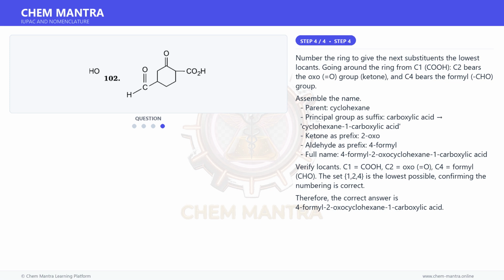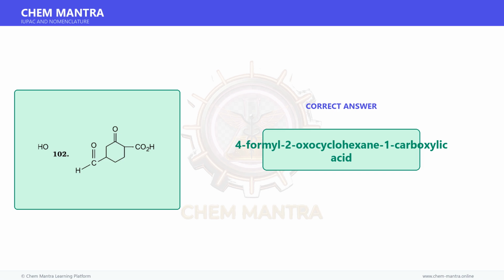Verify locants. C1 is CO2H, C2 is oxo, =O, C4 is formyl, CHO. The set 1, 2, 4 is the lowest possible, confirming the numbering is correct. Therefore, the correct answer is 4-formyl-2-oxocyclohexane-1-carboxylic acid. The correct answer is shown on screen.